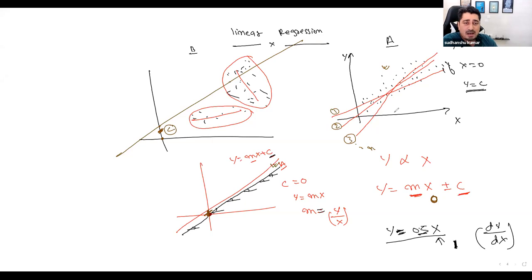So I'm expecting the best value of M and C over here. But how will I be able to find the best value of M and C, right? Let's try to understand these things in a better way, maybe by using some different context.